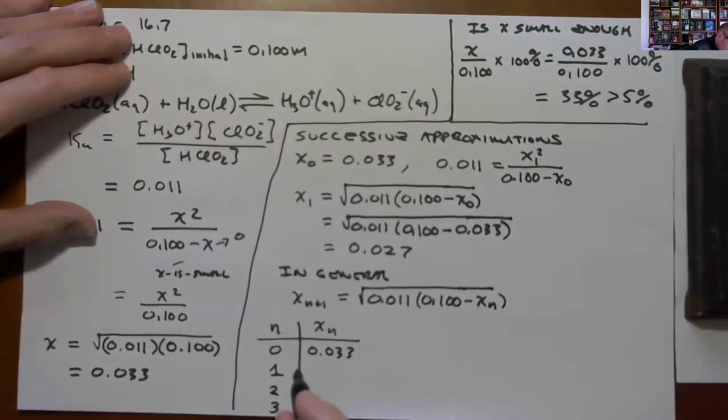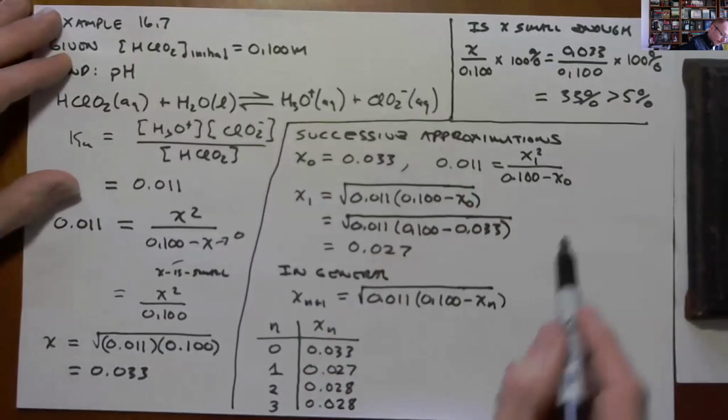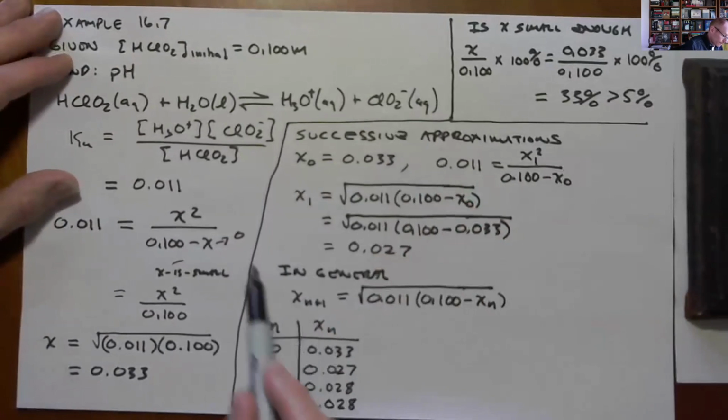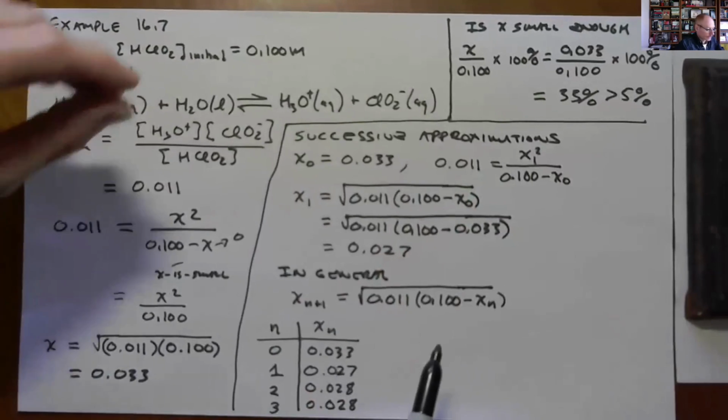0.033 was our first guess, the original, and then the next approximation, 0.027. If I take this, plug it in there for X2, I get 0.028. And then if I go in and plug it in again, what do I get? For the third successive approximation, I get the same value. So that's the method of successive approximations. Of course, you can always solve this by the quadratic formula. It's your choice.